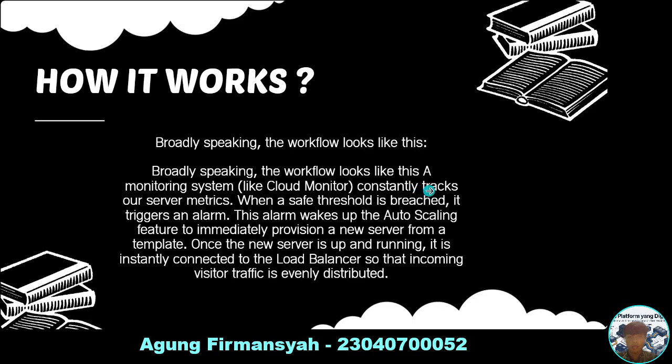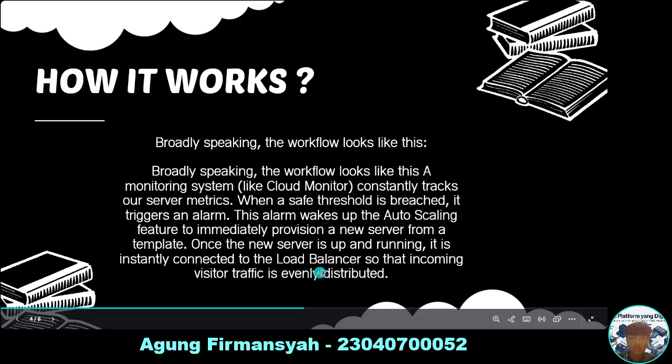The next slide is about how it works. Broadly speaking, the workflow looks like this. A monitor system, like Cloud Monitor, constantly tracks our server metrics. When a set threshold is breached, it triggers an alarm. This alarm wakes up the auto-scaling feature to immediately provision a new server from a template. Once the new server is up and running, it's instantly connected to the load balancer so that incoming visitor traffic is evenly distributed.